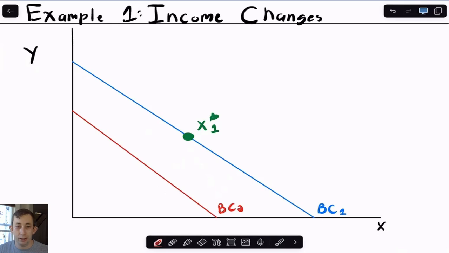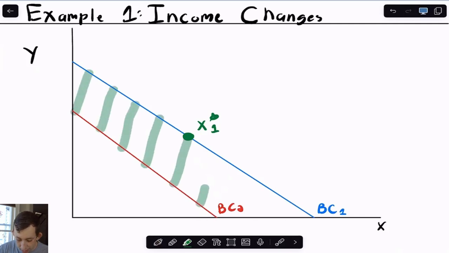But when you have an income change, it's not necessarily true that every option is going to be available both times. Specifically, what I mean is that all of these bundles in here between the two budget constraints, so not touching, but in between, all of these bundles were affordable to Bill under BC1, but are not affordable to Bill under budget constraint 2. So suppose, for example, that this is X star 2.